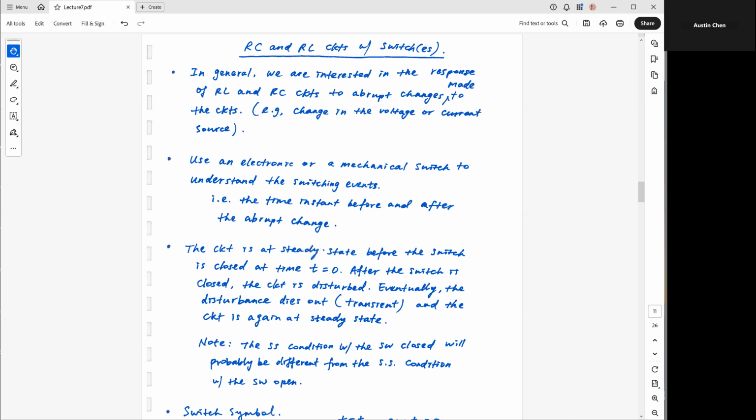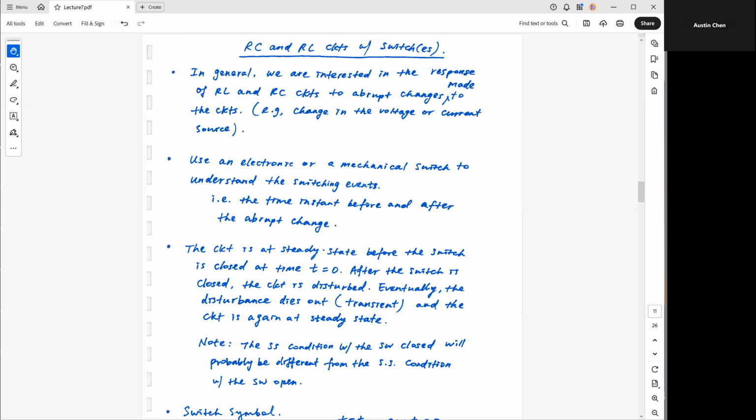So we'll see that I can turn the switch on and off, which means I can create two different scenarios: one before the switching event, and the other after the switching event. I can monitor what happens to the behavior of the circuit before and after the switching event. Typically we assume that before the switch is flipped, before you change the position of the switch, the circuit has been sitting there for a long time and has reached its steady state. That's before you flip the switch.